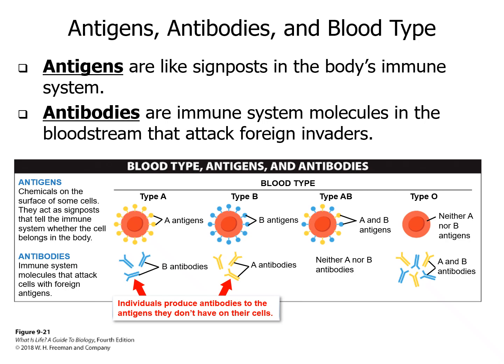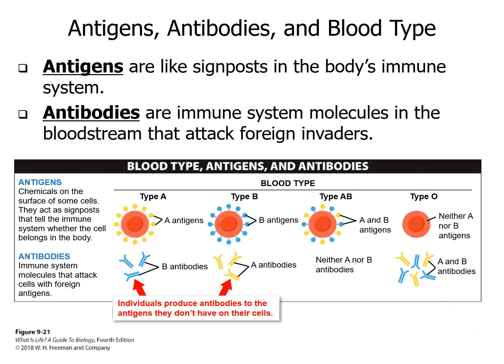Antigens are going to be physical structures on the outside of the cell that are going to act kind of like a signpost. I like to think of it more like an ID that tells other cells in the body, kind of like your immune system, that, hey, those cells are meant to be there. They belong.